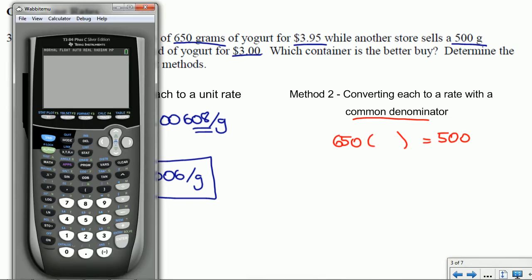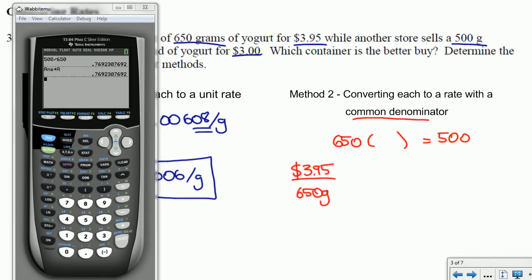So we can grab our calculators to figure out what the conversion factor should be here. In order to solve this equation, we need to go 500 divided by 650, and there's our conversion factor. I can store that as a letter. We'll maybe store it as A, and that's what I need to multiply the top and the bottom of the 650 gram yogurt rate to get it over 500 grams.